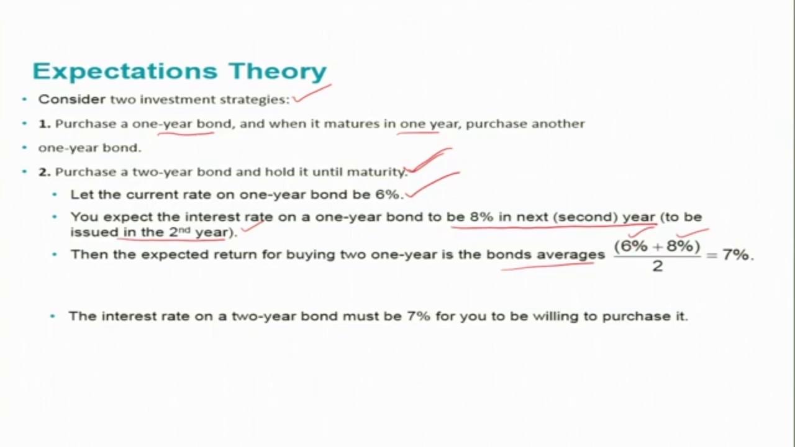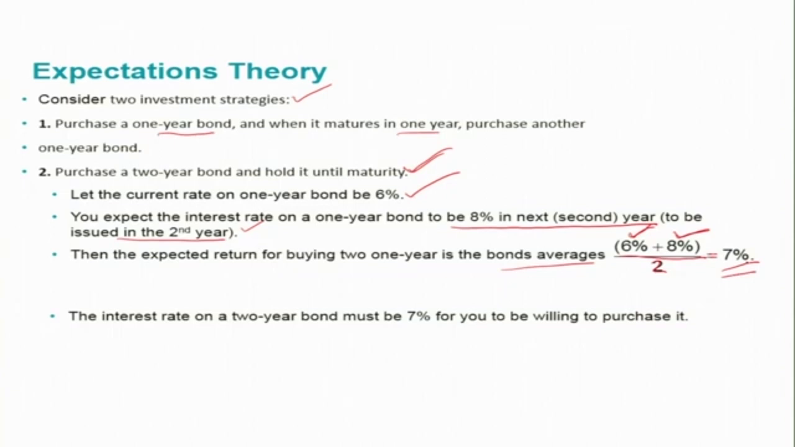That means the average of 6% plus 8% is equal to 7%. So in this case, to state it in other words, if the 1 year bond this year is going to be 6%, and in the next year you expect that the rate of interest for the 1 year bond in the second year is going to be 8%. So when you buy a 2 year bond today, you are buying a single bond that is going to mature after 2 years, then the rate of interest that you expect is the average of your first year interest rate and your expectation about the second year 1 year bond, that is going to be 7% here.